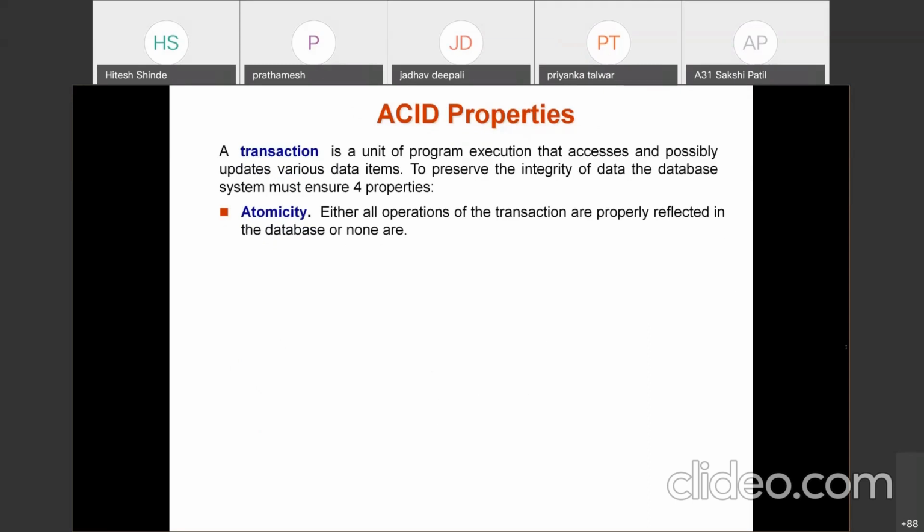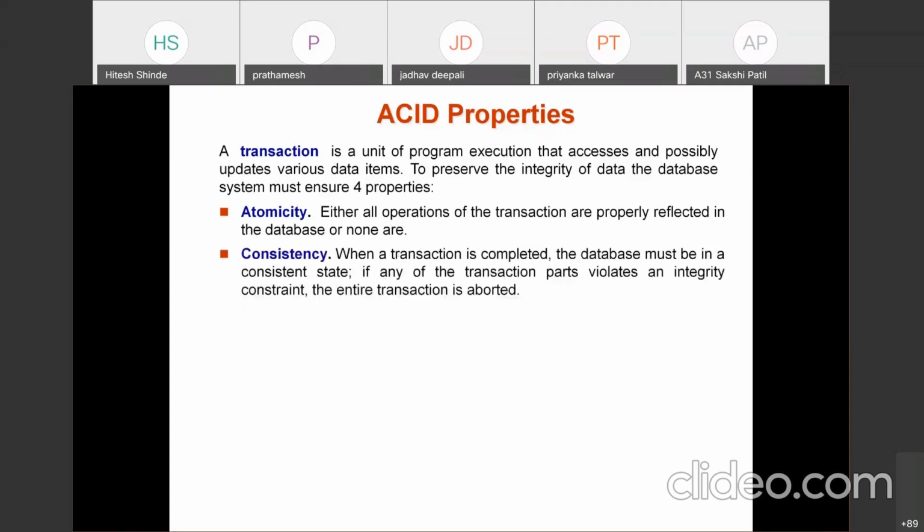Sakshi says the correct definition. So either all operations of the transaction are properly reflected in the database or none, not at all. So the second one is consistency. What is consistency? When a transaction is completed, the database must be in a consistent state. If any of the transaction parts violates an integrity constraint, the entire transaction is aborted.